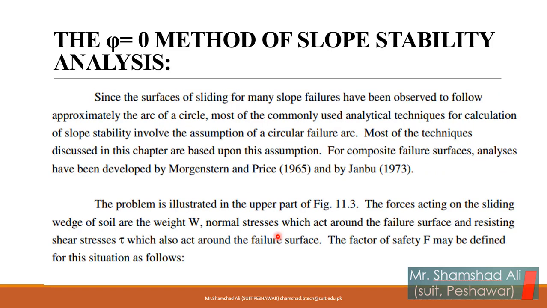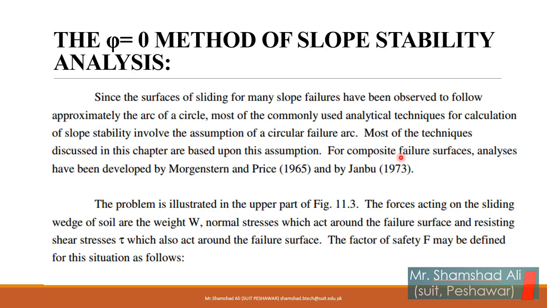Next, the phi equals zero method of slope stability analysis. This method is used for cohesive soil basically. Since the surface of sliding for many slope failures has been observed to follow approximately the arc of a circle, most of the commonly used analytical techniques for calculation of slope stability involve the assumption of a circular failure arc. Most of the techniques discussed in this chapter are based upon this assumption.